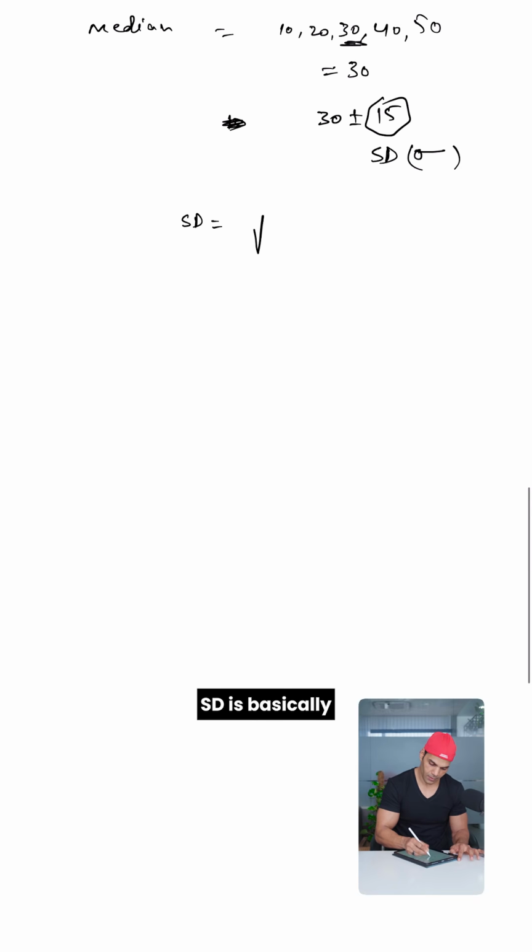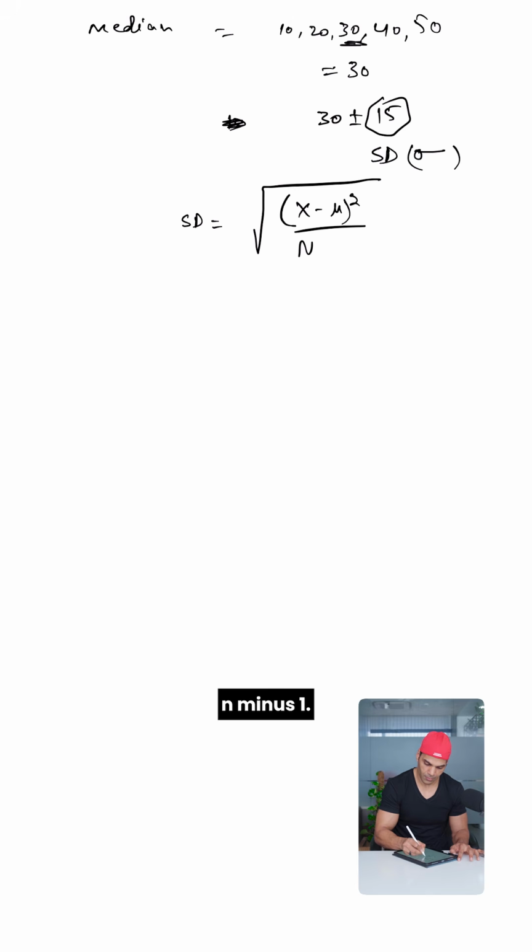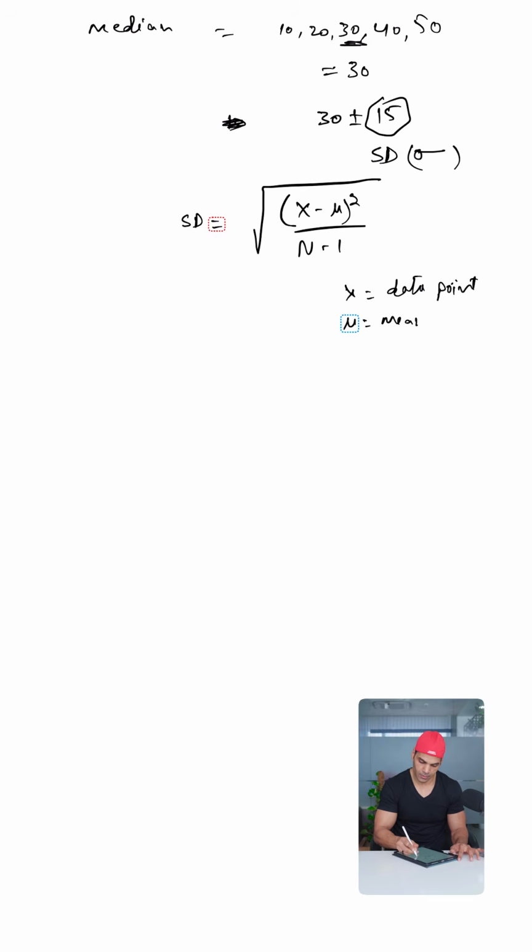SD is basically the square root of the sum of (x minus mu) squared, divided by n minus 1. Now again, x is going to be the individual values, so the data points, and then you have mu, which is the mean, and n is the total number of data points.